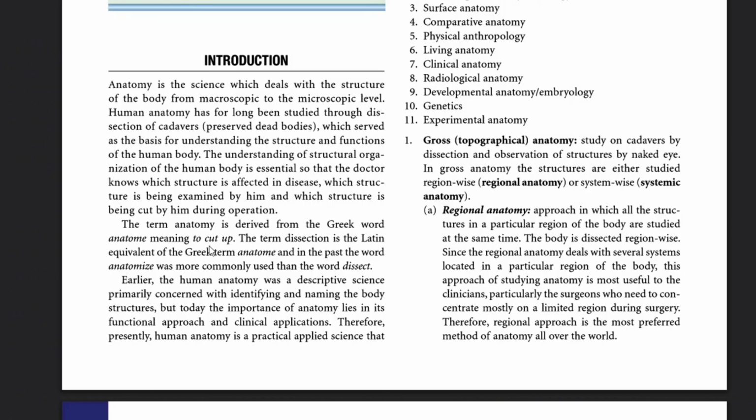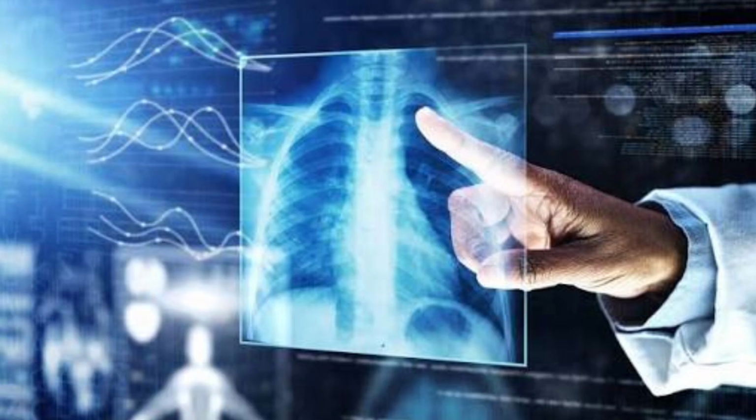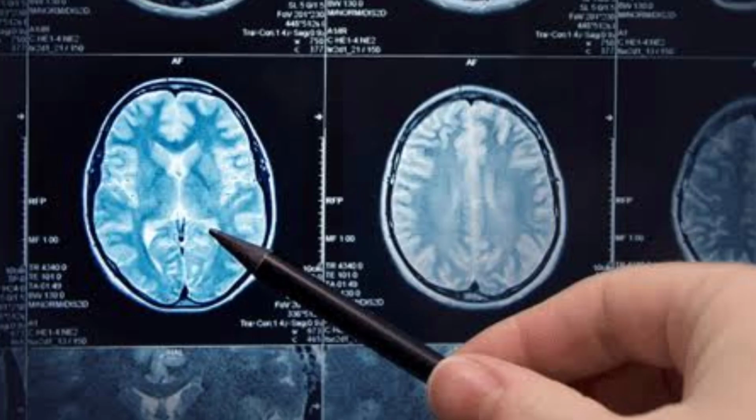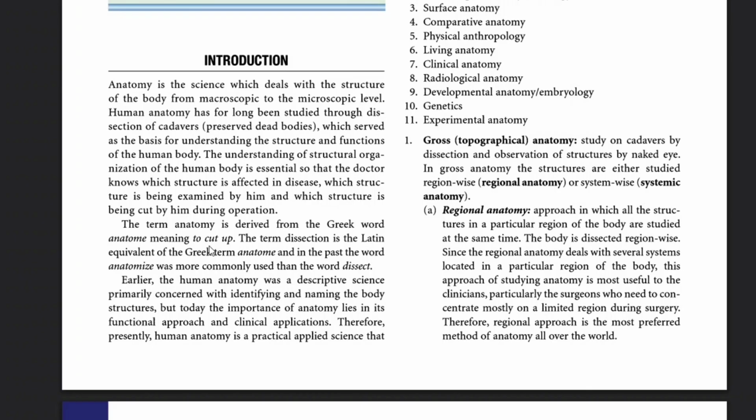So how does it help any kind of medical therapist, medical doctor or healthcare professional? For diagnosing disease, performing physical examinations, understanding injuries, planning surgical treatment, and providing safe patient care. So these are the basic things we need to know about anatomy and medical science, and how it is helpful for medical professionals.